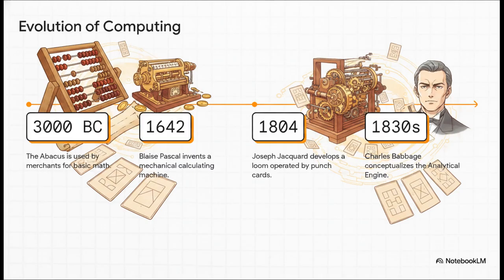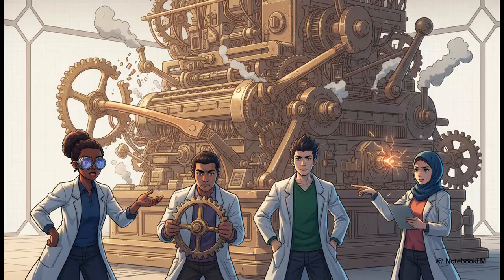But the real game changer hit in the 1830s with Charles Babbage. He's widely known as the father of the computer, and he conceptualized the analytical engine, a machine that could process an unbelievable 60 instructions per minute using those punch cards. Pretty wild, right? But mechanical computing definitely had a ceiling.